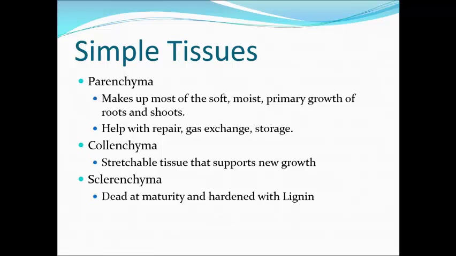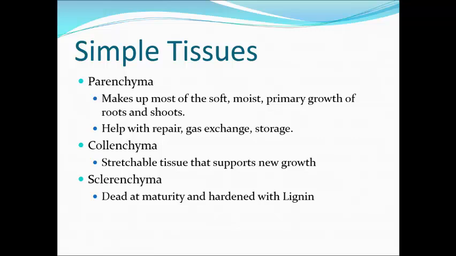So for parenchyma, collenchyma, and sclerenchyma: parenchyma makes up most of the soft, moist primary growth of the roots and shoots. So it's all the part that you typically see where you have lots of soft growth, not the hard wooden part. They also help with repair, they help with gas exchange, and they help with storage. Parenchyma is a stretchable type of tissue, kind of like collagen in animals. It helps support new growth, helps provide protection, support, and strength, and allows them to also be bendable so that they don't snap and break.